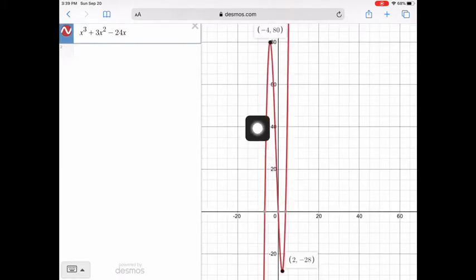So we have a turning point from up to down, which gives us a relative max of 80 at x equals -4. Then we have a down to up turning point at x equals 2 of -28. So -28 is our relative minimum.